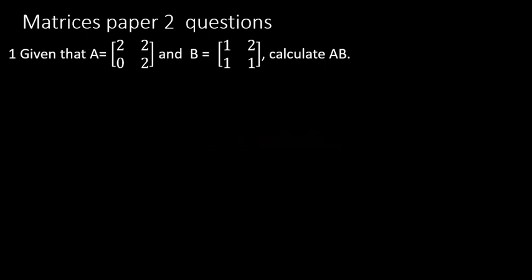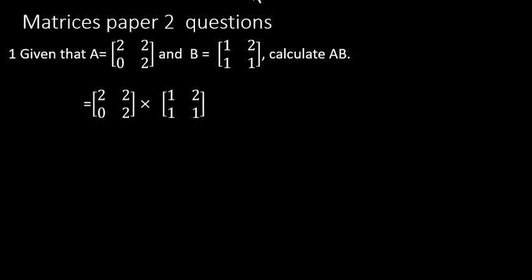Today we're looking at matrices, Paper 2 kind of exam questions. We have our first question. We're given that A is 2 0 2 and B is 1 2 1 1. Calculate AB. We're supposed to multiply matrix A by matrix B.